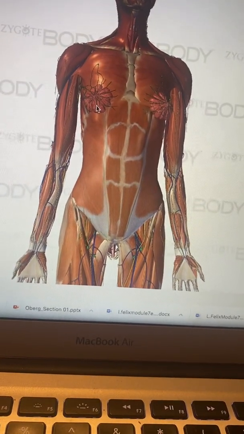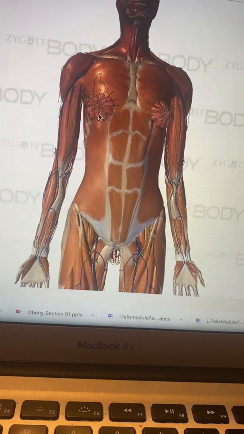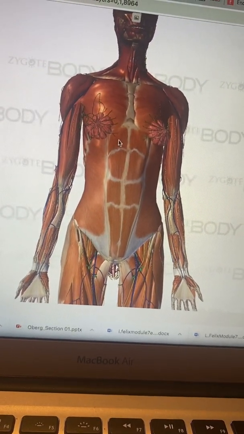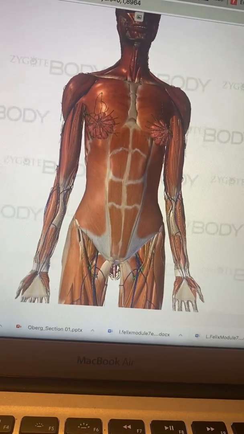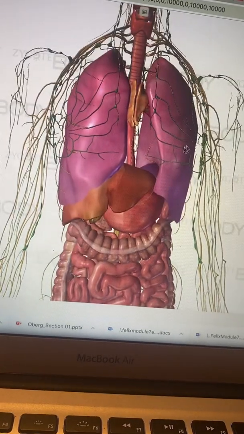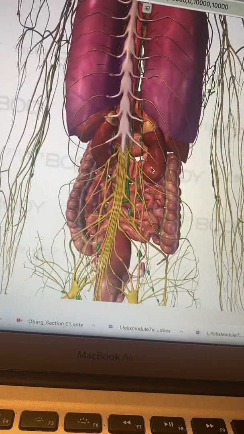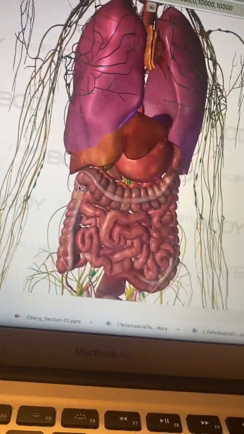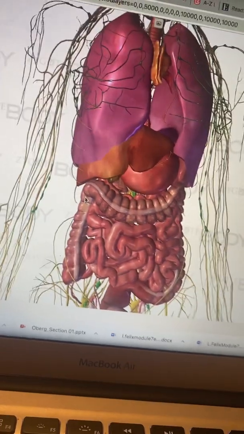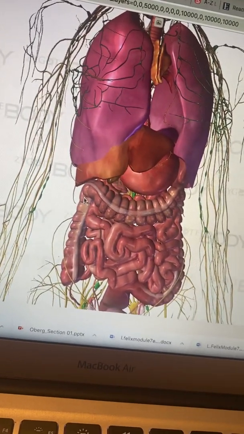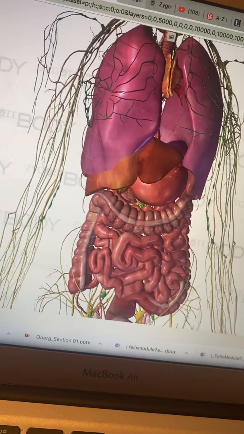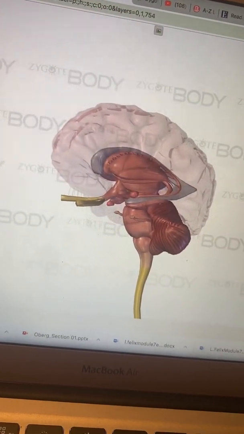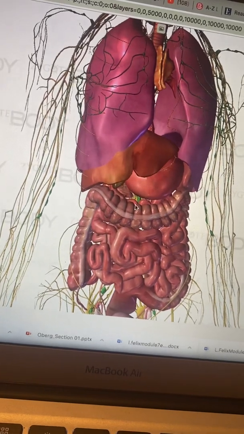And then the ADH hormone that is released in the posterior pituitary, the target for that is the kidneys, which are right here, and the action is water reabsorption. And now for the anterior pituitary gland, it is just the anterior part of that gland.